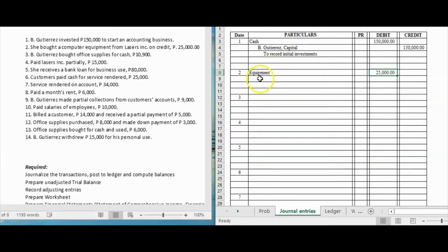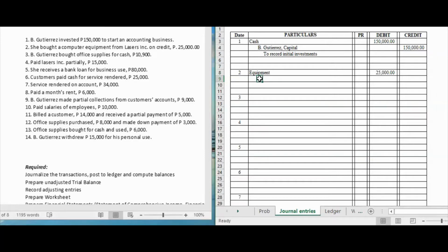25,000. Okay, natanggap niya yung equipment pero hindi pa niya binabayaran. Yun po yung ibig sabihin ng on credit. Okay, pag sinabing on credit, hindi pa yan bayad. Okay, so ano ang account title na gagamitin natin dito? For any items na received but not yet paid, that is our payable.